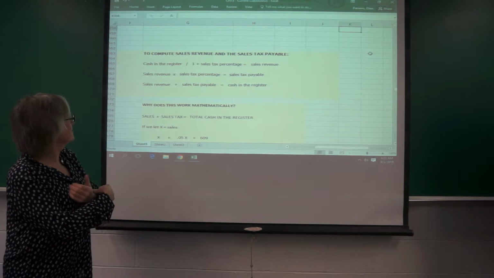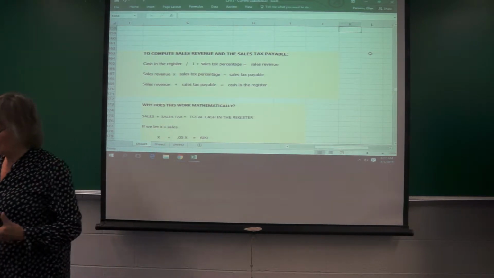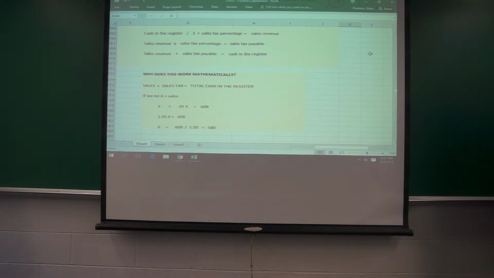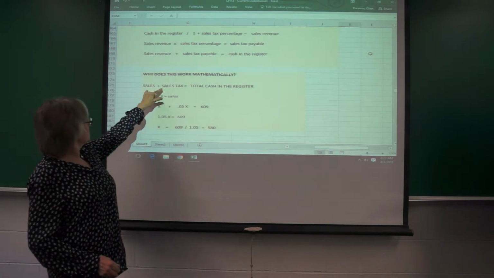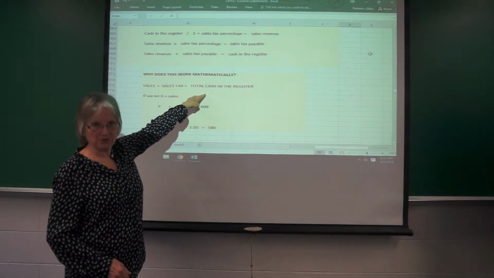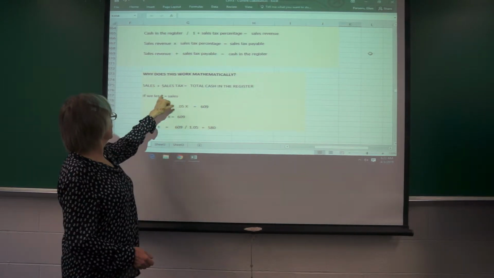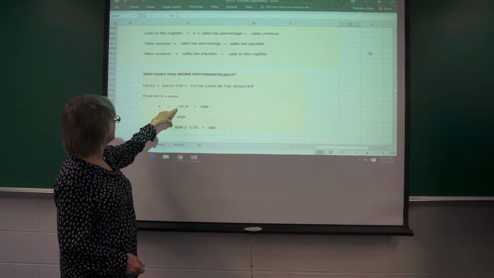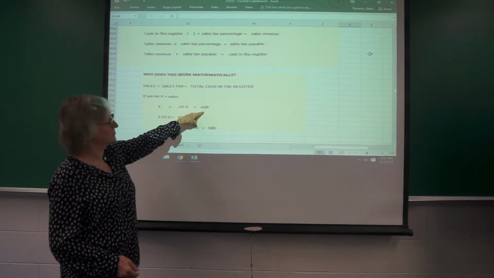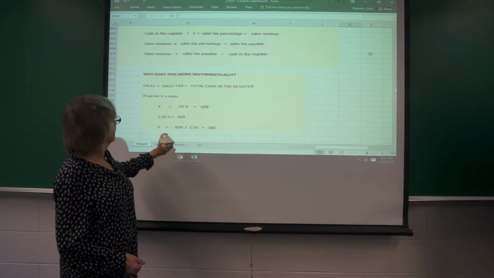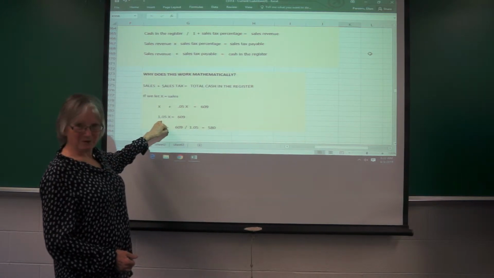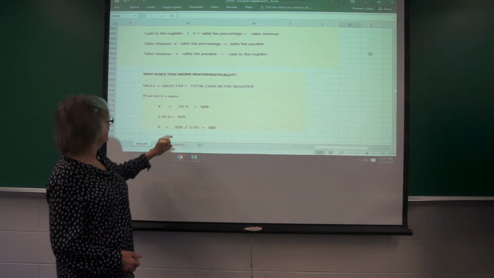How does it work mathematically? And if you think like this, if you forget the formula, you can sort of derive it again, because you have the sales plus the sales tax equals what's in the register. So if we just convert this to X, so X plus 0.05X gives you the amount in the register. This is 1X plus 0.05X gives you 1.05X equals 609.